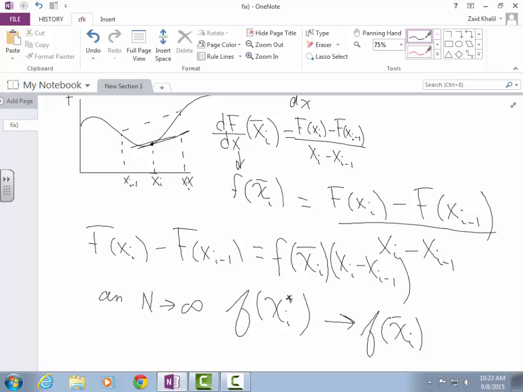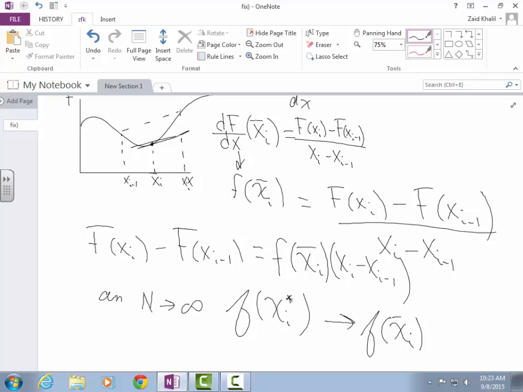Wait, Mr. Khalil, so does that mean that if you have an acceleration graph, like a versus t, and you look at a time frame, that the change in velocity is equal to the area under an acceleration time graph? Correct. Well, I'm looking at this left side right now. Yeah, you'll see shortly.